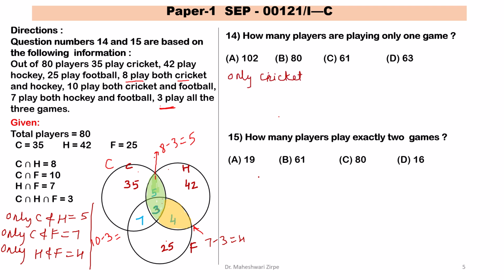Only cricket we can find out in this way. 35 are the players who are playing cricket, but we want only cricket. Out of 35 there are 5 who are playing both cricket and hockey and 3 are playing all the 3 games. So what you have to do is subtract 5 plus 7, that is 5 plus 7 plus 4, okay, plus 4.